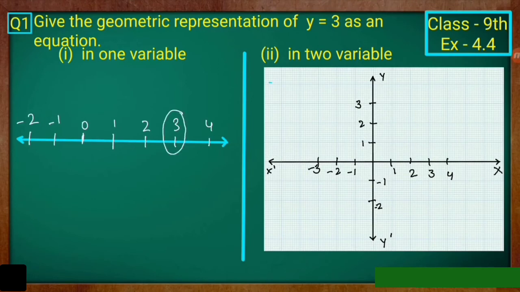Now circle it. We have to do this question just like the number line which we have already done in the previous classes, in the junior classes. So you just have to draw a simple straight line, mark the numbers on it and circle the required value. Here required is y equal to 3. Secondly, in the second part, we have to plot y equal to 3 in two variables.